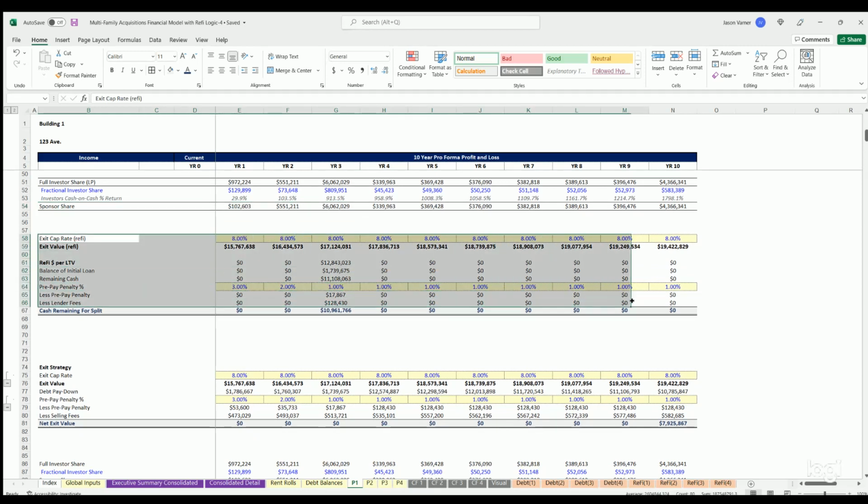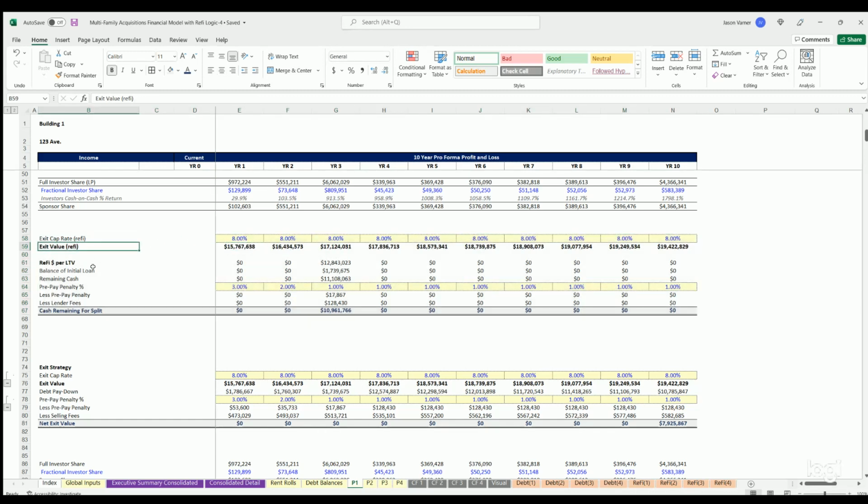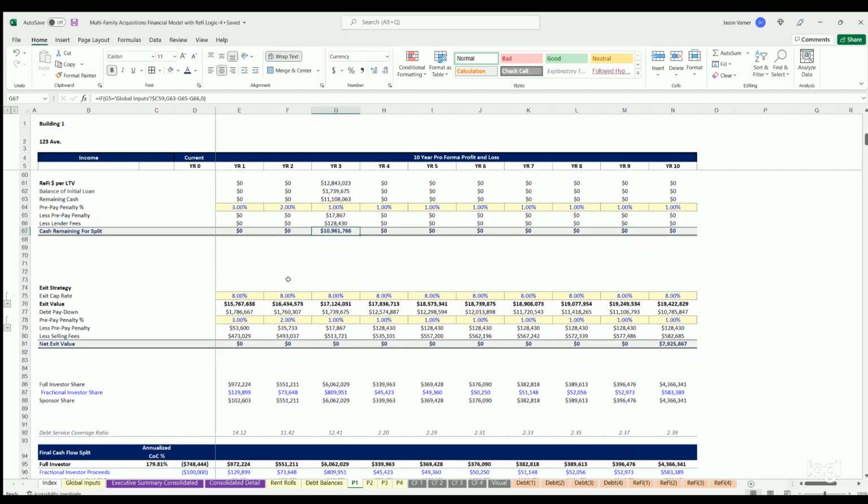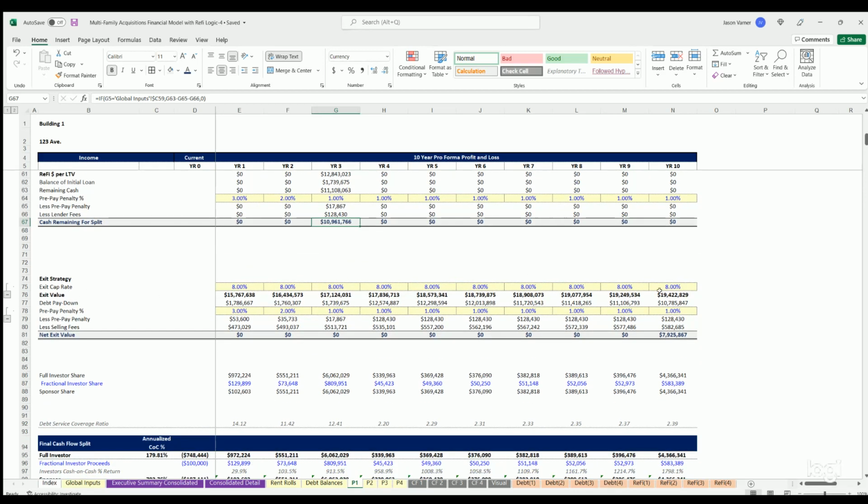This is the exit assumptions. So you've got exit cap, exit value, or sorry, exit cap for the refi, exit value refi, and then here's basically the cash remaining after the refi is done. So you get the loan, you repay the other one, you have possibly fees, and then you could have distributable cash flow here. And then we have exit, and this shows the exit value across year 1 to 10, but it's actually only going to flow to the model in the exit year, whatever that is defined as.